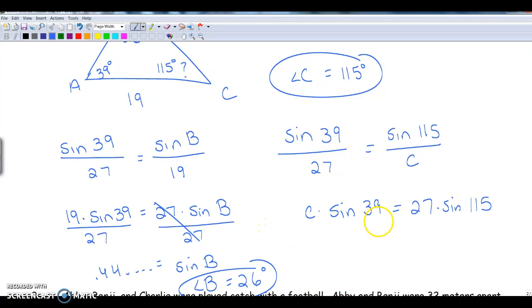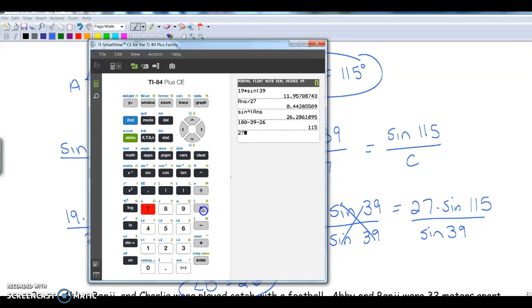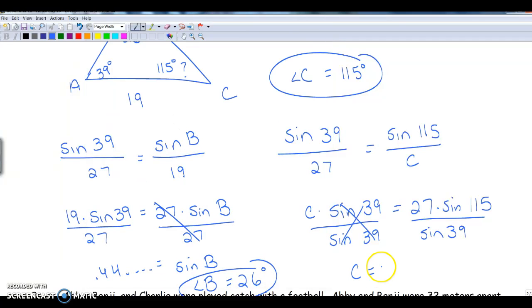And then to get rid of the sine of 39, we divide it. And again, we're not going to do anything on our calculator till this final step. And now we're going to use our calculator. We're going to type in just the numerator. So 27 times the sine of 115, hit enter, and then we're going to divide by the sine of 39. And we're going to get, this is a side, so we round to the nearest tenth, it's 38.9. So C equals 38.9. And I think we have all the pieces we need.